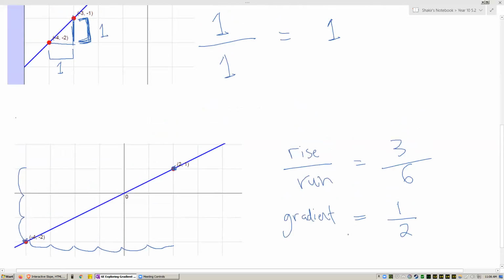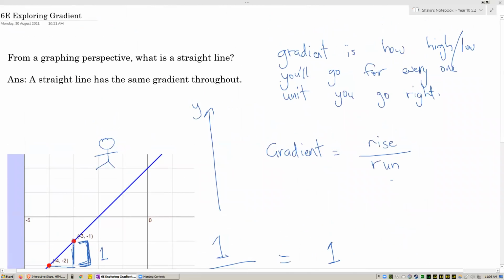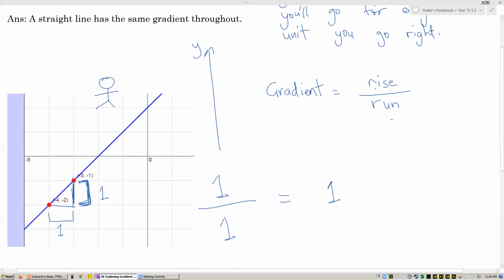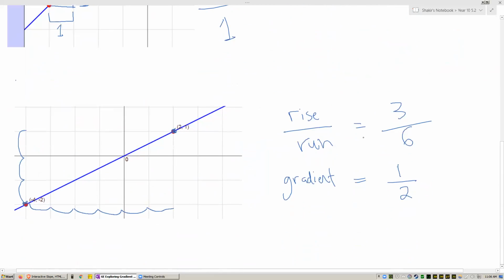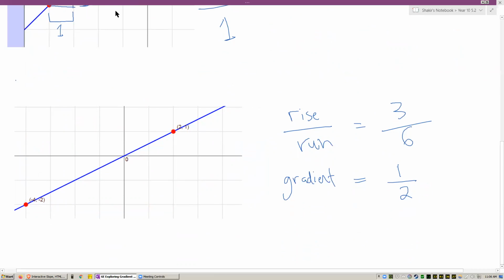Okay, so this is consistent with my earlier definition. Gradient is how high or low you'll go for every 1 unit you go right. How do you find gradient? You do rise over run. You pick any 2 points on a straight line, you look at rise, you look at run, and that will give you the gradient. That will tell you how much the line will go up for every 1 unit that you go across. And so we said for this line, the gradient is a half, and we can verify.